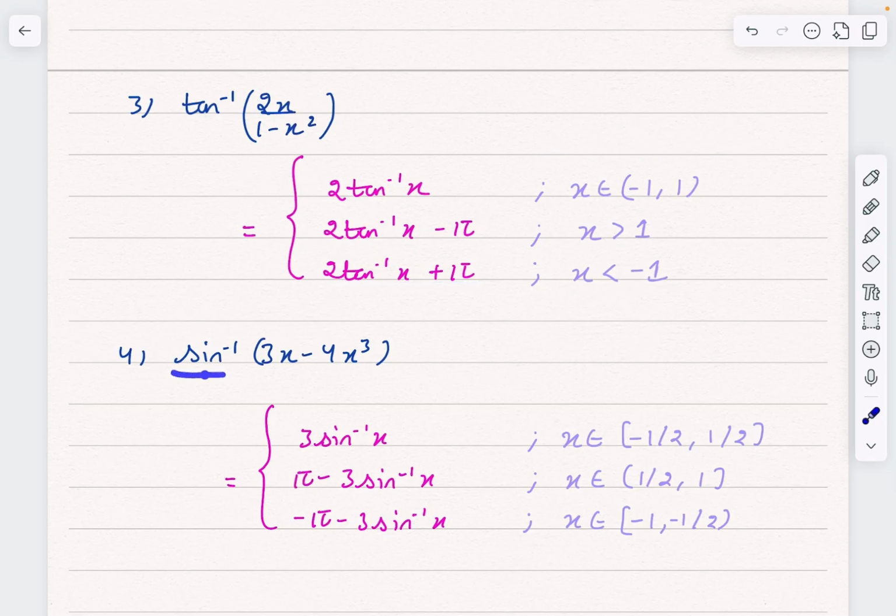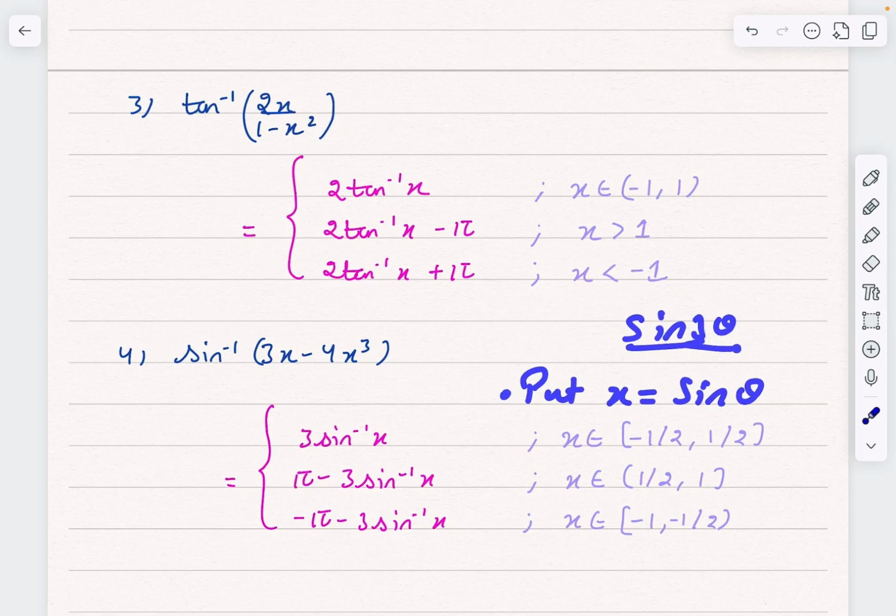Next, sine inverse of (3x minus 4x cube). This will be 3 sine inverse x for x belonging to minus half to half. Pi minus 3 sine inverse x when x belongs to half to 1. And minus pi minus 3 sine inverse x when x belongs to minus 1 to minus half. This you can easily prove by taking x as sine theta. Then you have to use the formula of sine 3 theta. Okay, next, guys.